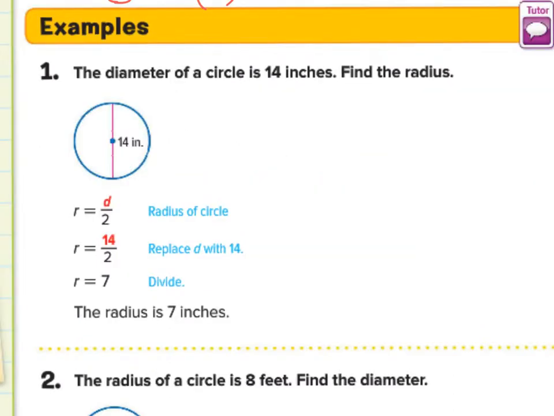Okay, so the diameter of a circle is 14 inches. You see that? What would be the radius? So the radius would be half, right? If we're looking for the radius, find the radius. It would be half. So half of 14 is 7.